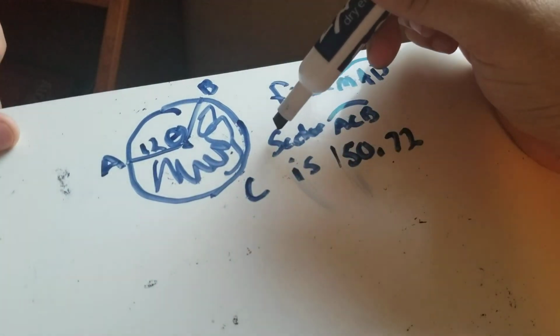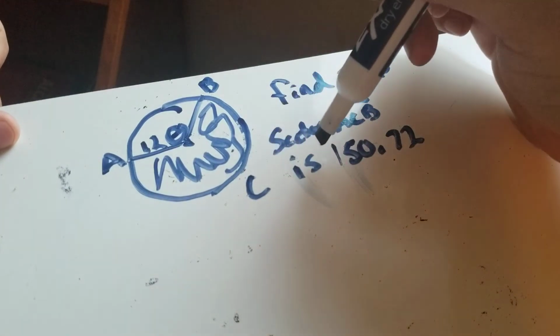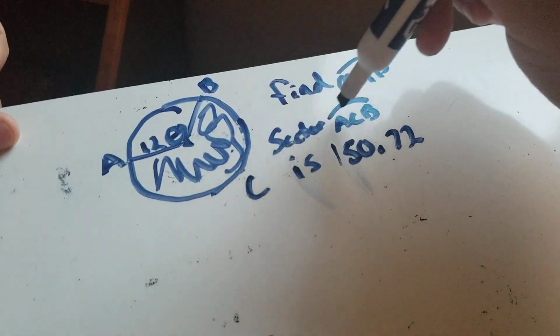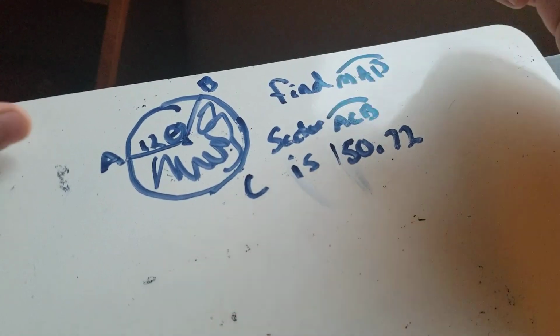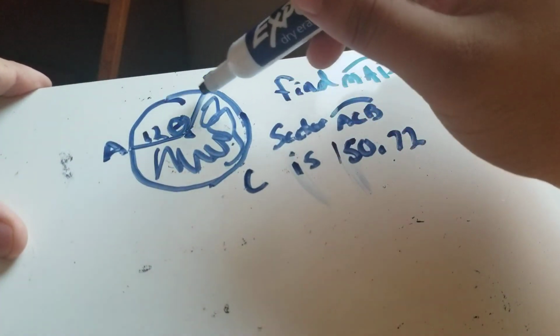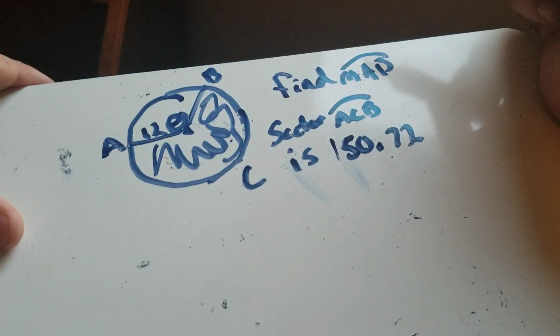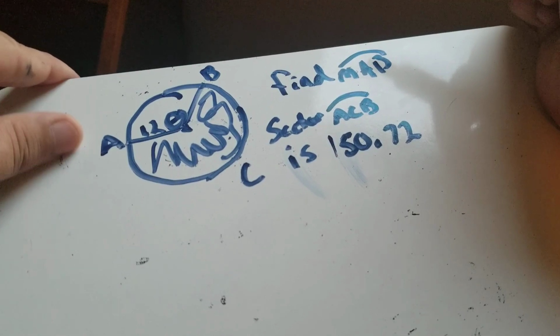But notice I give you sector ACB of C. I'm sorry, the sector of ACB is 150. So what I gave you is the area of the major arc. I didn't give you the area of the minor arc. So this is going to be a multi-step problem. And this is what I'll end it off with.